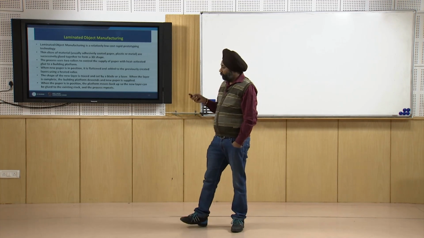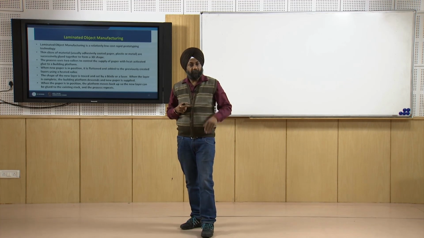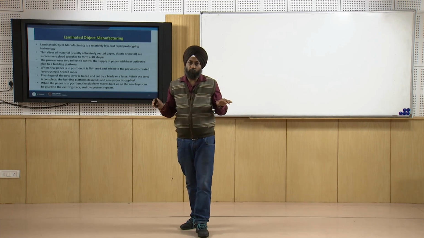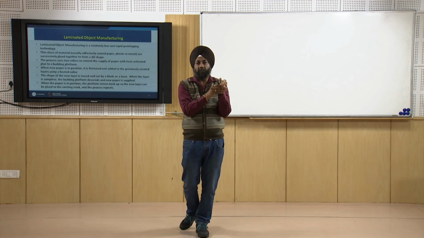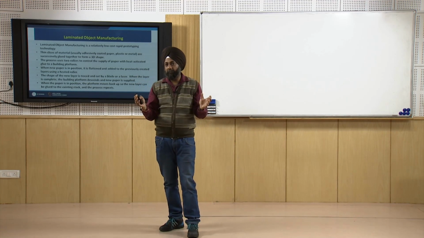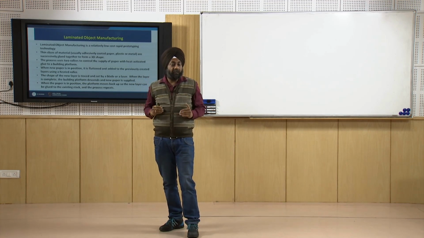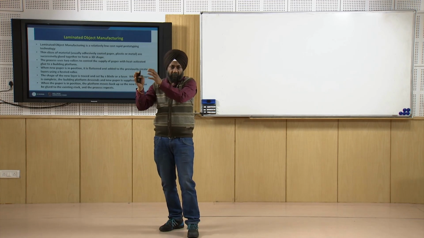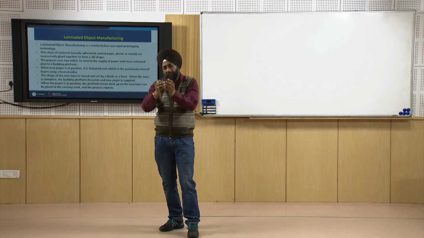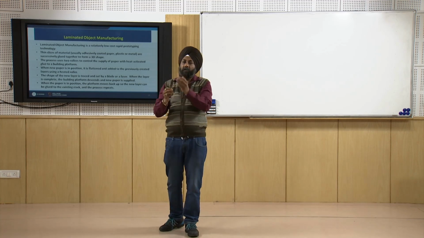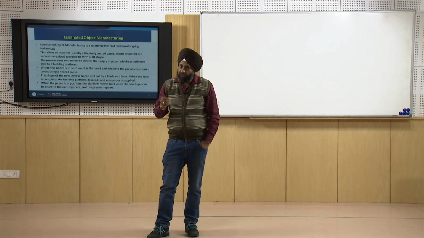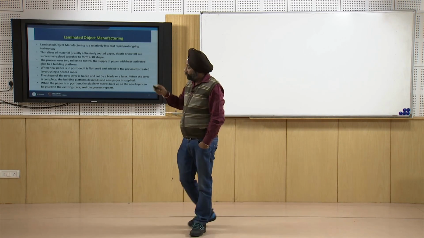So we have seen three different types of processes, that is SLA, SLS and LOM, and these three types of processes use different types of raw materials, and the basic mechanism, that is step by step, layer by layer building, remains the same. Only the raw material is changing, the other details are more or less the same. We have a CAD file, we have an RP machine, and the RP machine is converting our CAD file into a three-dimensional physical prototype. So with this we come to the application area.